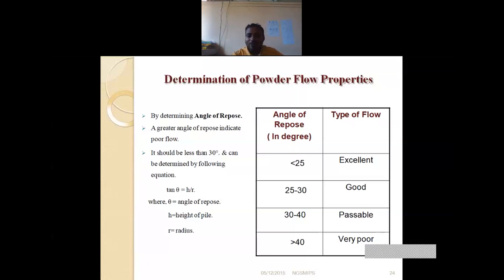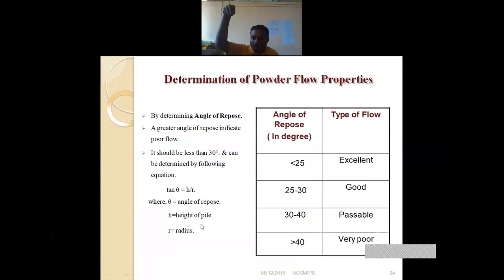Then you calculate the radius and height of that cone with the help of a scale. Then you calculate using the formula: tan theta is equal to h by r. H means height and r means the radius. So theta is the angle of repose, and h is the height of the pile.